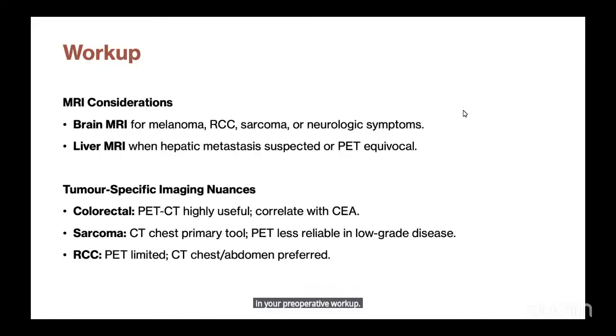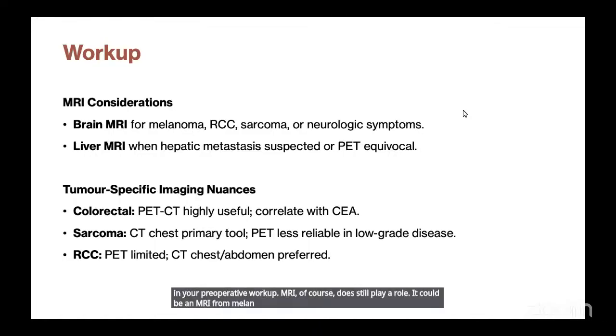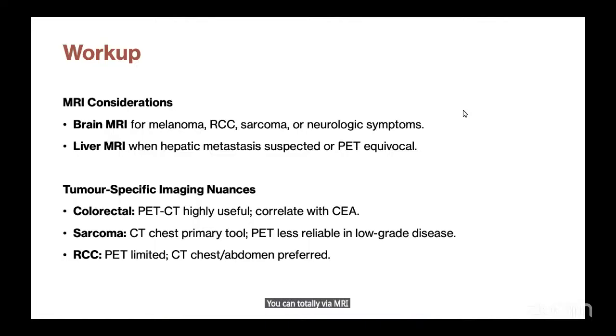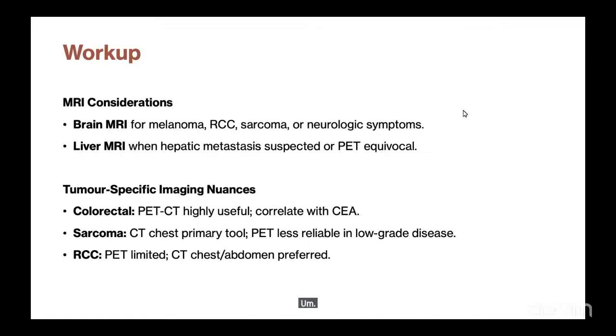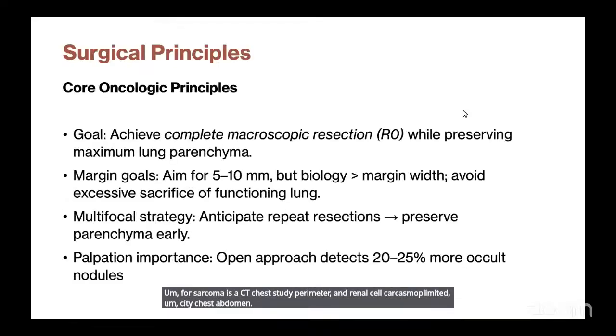The MRI, of course, does still play a role. You could do an MRI for melanoma, renal cell carcinoma, sarcoma, and even neurologic, particularly when working up neurological symptoms. You can do a liver MRI as well when hepatic metastases are suspected or your PET is equivocal. And there are some nuances between the tumors. For instance, colorectal cancer, PET-CT is highly useful, and correlates with your CEA. For sarcomas, CT chest is the primary tool. And renal cell carcinoma, PET is limited, CT chest abdomen is still preferred.